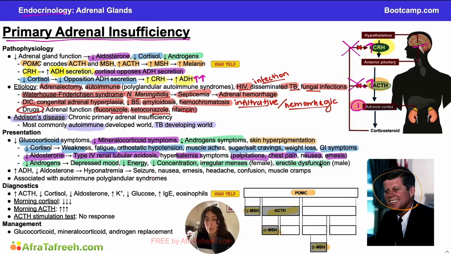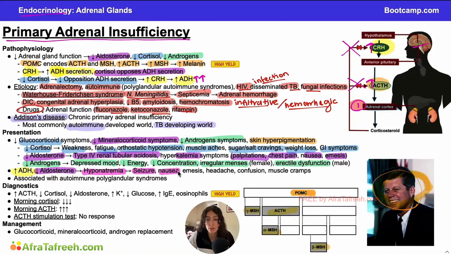And then skin hyperpigmentation. Remember JFK over here with the permatan. This skin hyperpigmentation is going to be related to the fact that the POMC gene is going to be responsible for encoding both ACTH and melanocyte stimulating hormone. And we have more melanocyte stimulating hormone that leads to more melanin, which leads to the skin hyperpigmentation. Finally, you also may see levels of elevated antidiuretic hormone. This, in conjunction with the fact that you might have decreased aldosterone, can lead to hyponatremia.